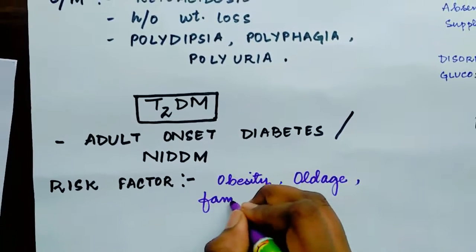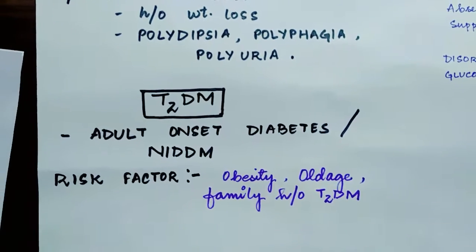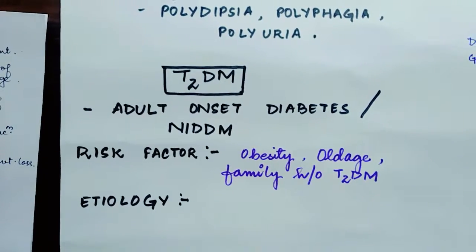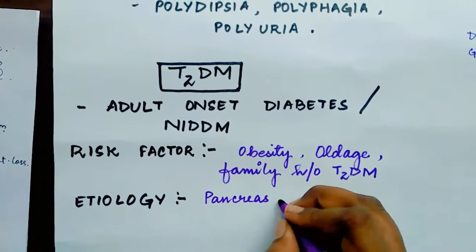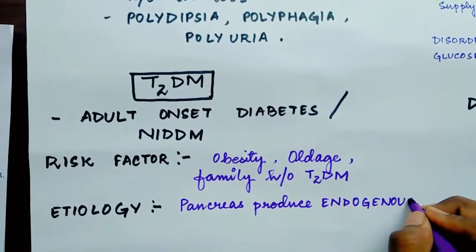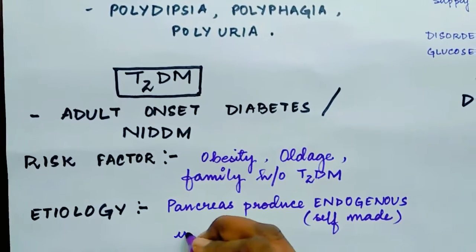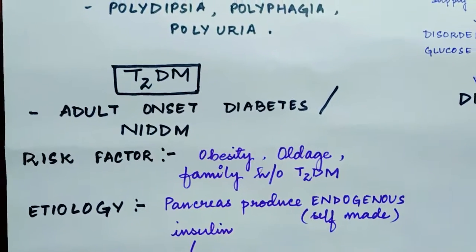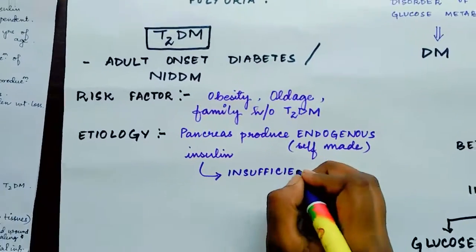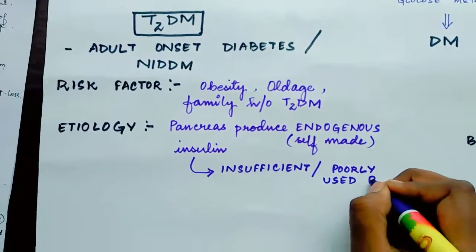The clinical manifestations are, okay, fine, let's talk about etiology first. In type 2 diabetes, the pancreas usually continues to produce some endogenous insulin. Endogenous as in self-made. However, the insulin that is produced is either insufficient for the needs of the body or is poorly used by the tissues. The presence of endogenous insulin is a major distinction between type 1 and type 2 diabetes.